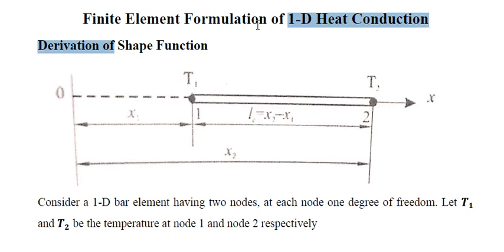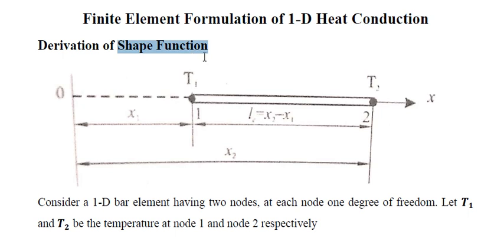What is 1D heat conduction? 1D means one dimensional flow of heat. It is assumed that the heat flows in one direction, and initially we are dealing with conduction.